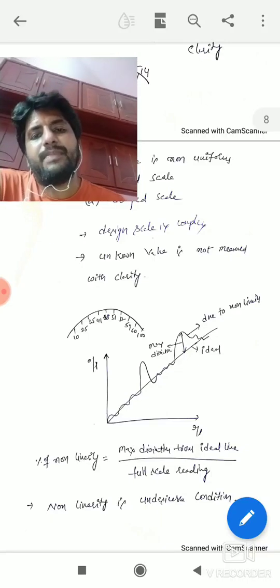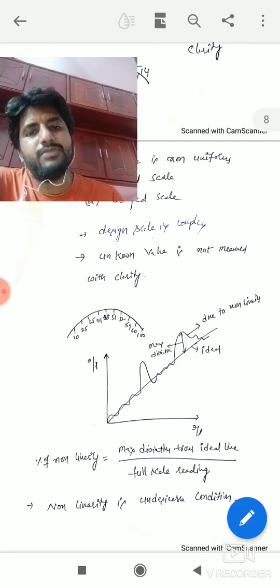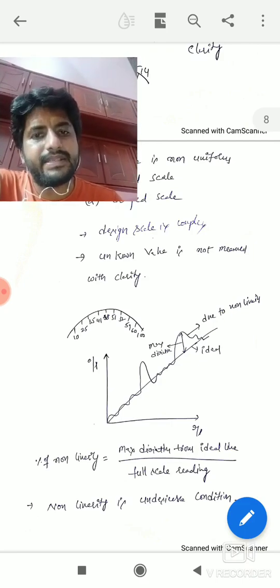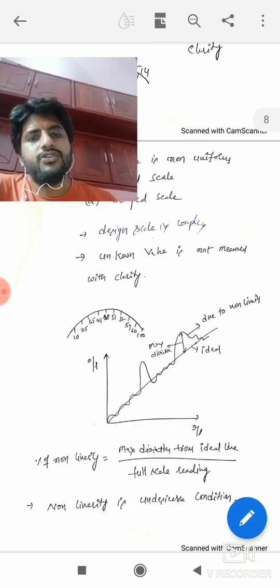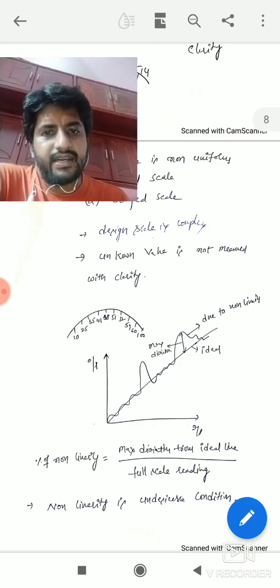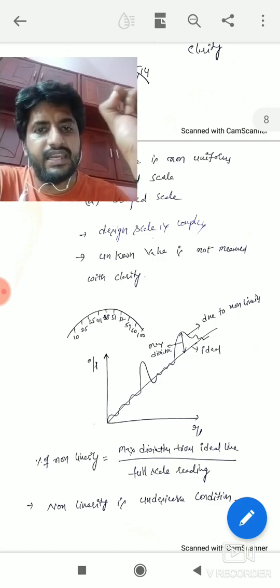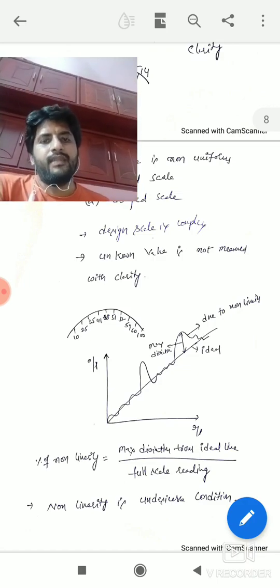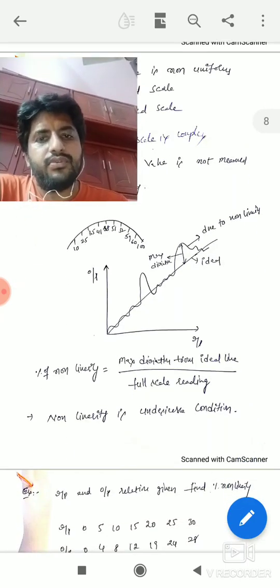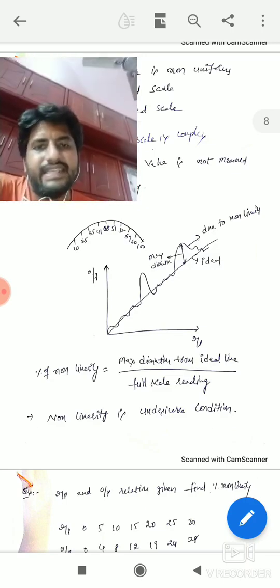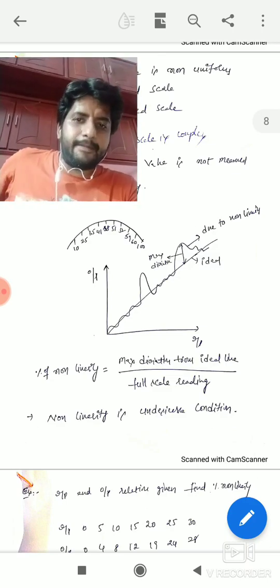So how do we calculate the percentage of non-linearity? The maximum deviation from the ideal line divided by the full scale reading is the percentage of non-linearity. If you calculate this, you can easily estimate whether the instrument has a linear relationship or not. Alright, we'll go for one example, so you can clearly understand what non-linearity and linearity are in an instrument.